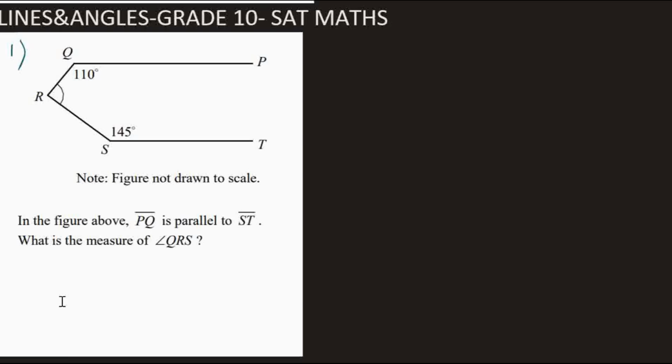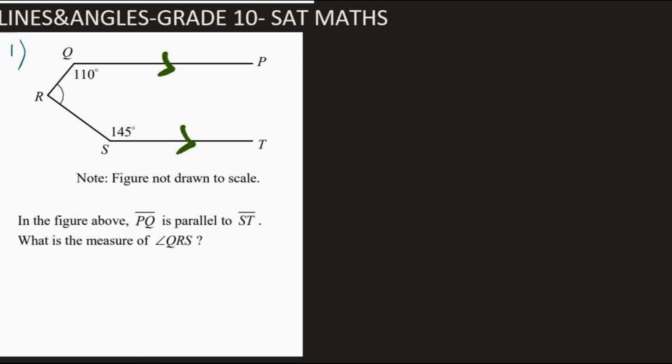Let's get started with question 1. In the figure above, PQ is parallel to ST. What is the measure of angle QRS? Well, we see here that this is parallel, so we do this one, parallel. This is the arrow to show that it's parallel.